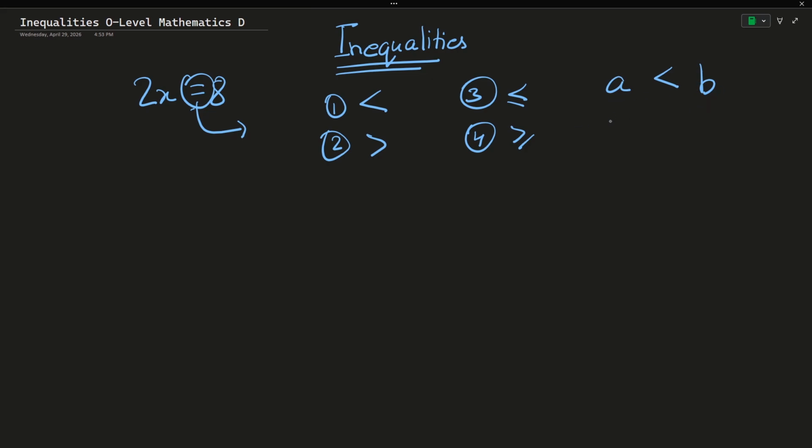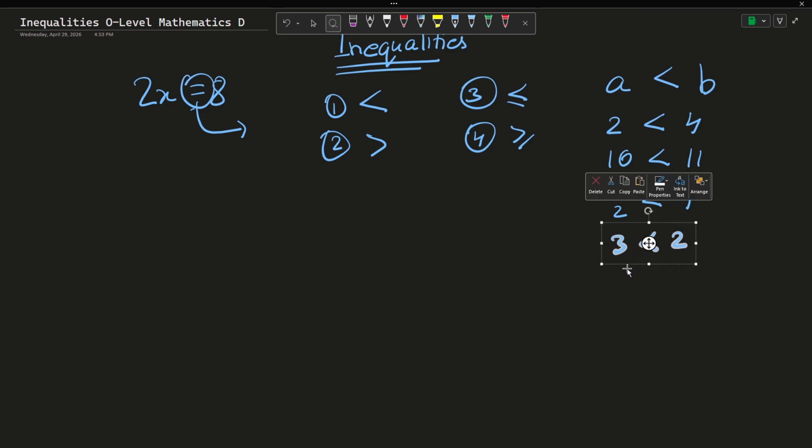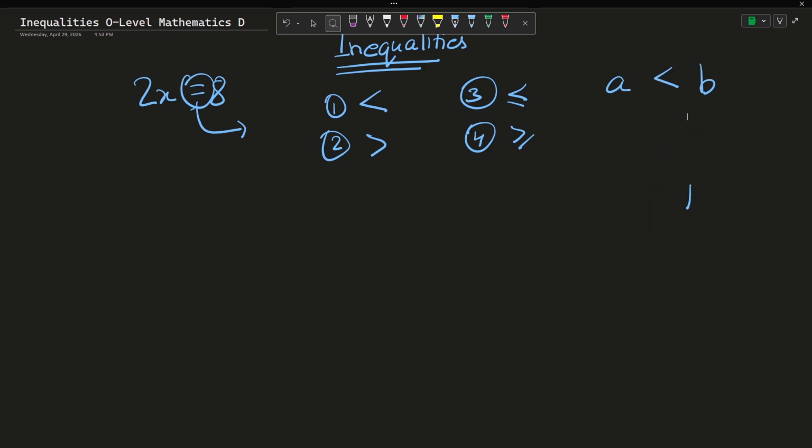So the valid examples are 2 and 4. We know that 2 is less than 4. Let's say 10 is less than 11. Half is less than 1, like that. And it would be invalid if you have written 3 is less than 2. This is invalid because we know that 3 comes after 2. Now the number line is very related with inequalities, which we are soon going to cover. And let me remove the examples and show you guys the functionalities of the remaining signs.